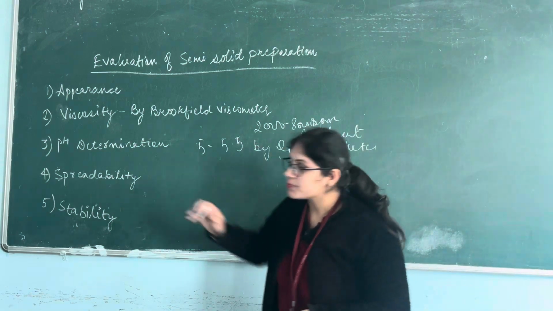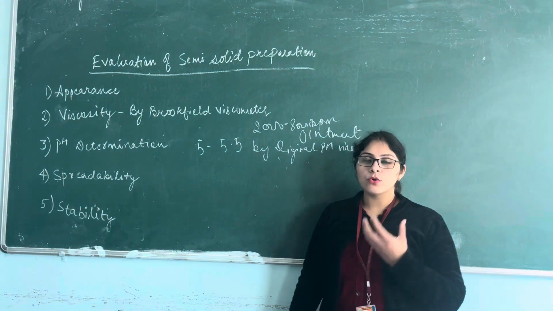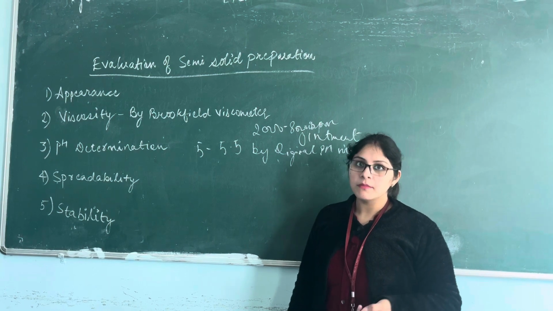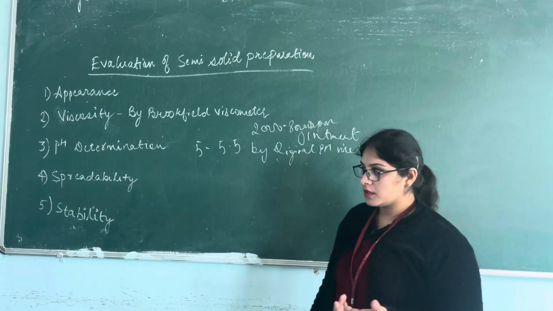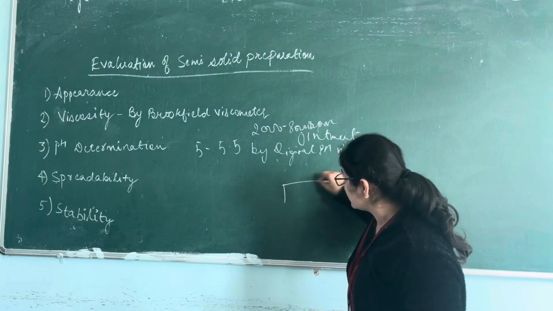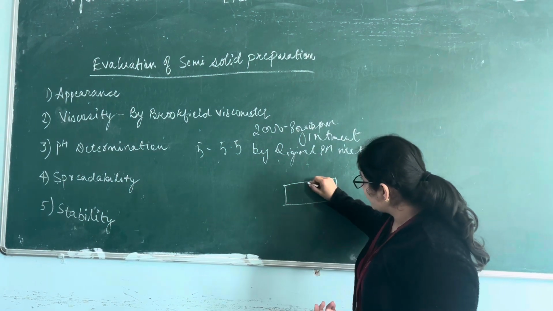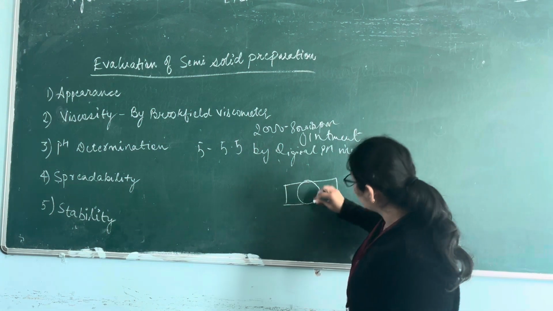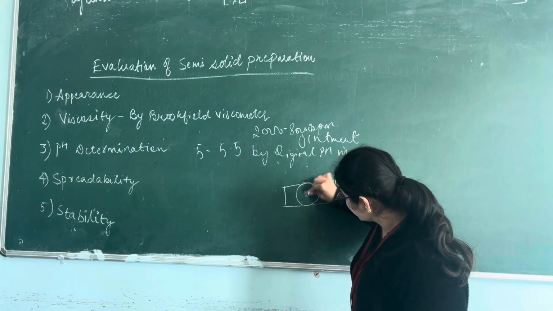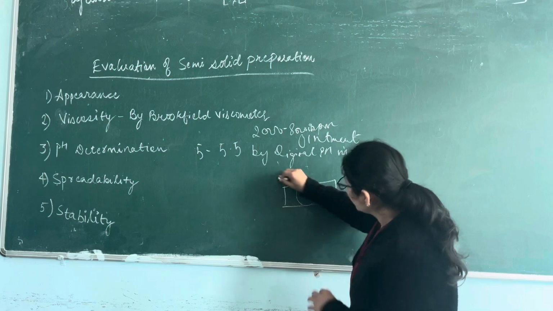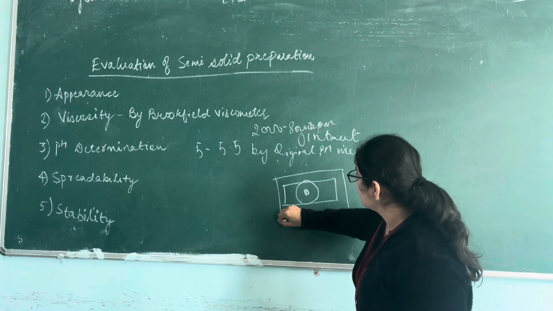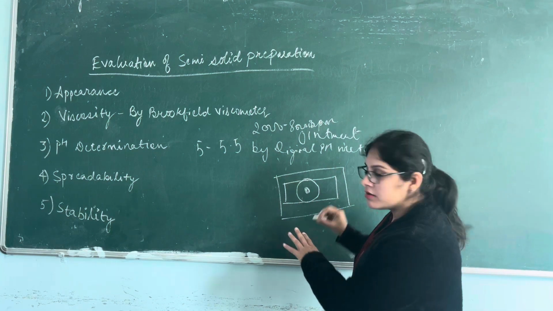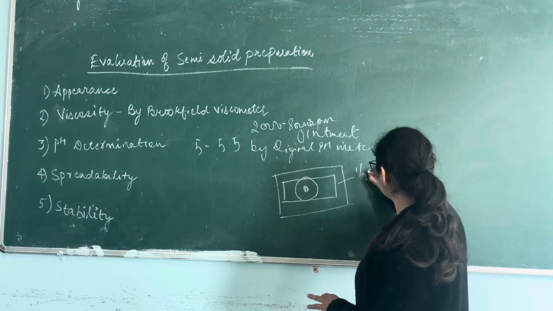Then we include the spreadability. Spreadability is the most important evaluation parameter for the semi-solid dosage form. In spreadability, we take a slide and make a 2 cm circle on the slide. Then we put 0.5 gram of the gel on the slide. Then we put another slide on top of this slide. Then we put a weight of half kg on it for 5 minutes.